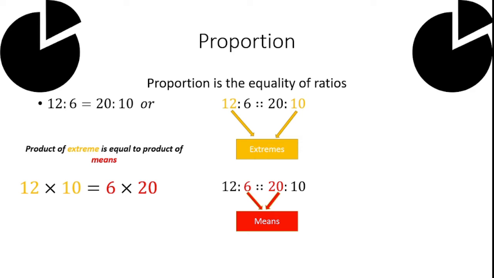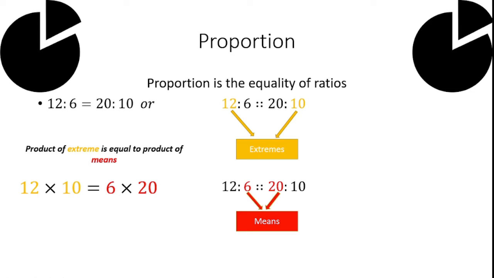Here two terms are available: extremes and means. What is an extreme? What is a mean? Here you see two statements are available, 12 is to 6 and 20 is to 10. I can create equality between the two ratios, so I represent here the symbol which represents the proportion. Here the first term and the last, fourth term, which I represented with yellow color, are called extremes. And what is meant by mean? Here the second term and the third term, which I represented with red color, are the means.